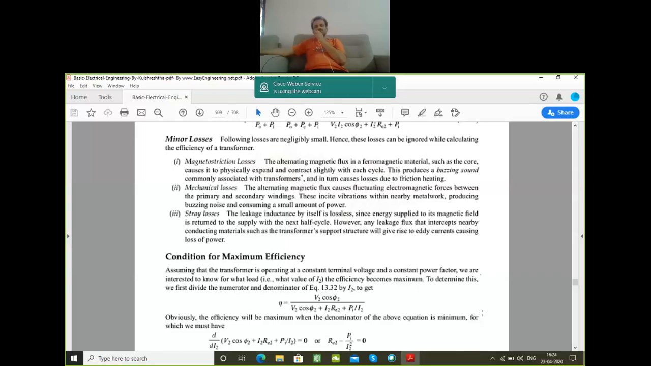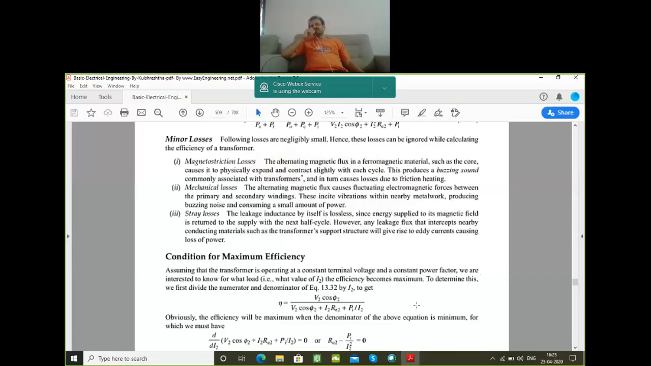Efficiency is given by V2 I2 cos phi 2 divided by V2 I2 cos phi 2 plus I2 square Re2 plus Pi. Here Pi, or PL, you can call it, is the iron loss of the transformer.